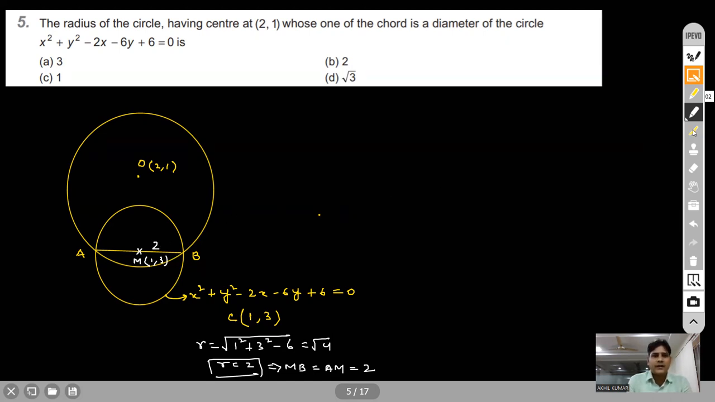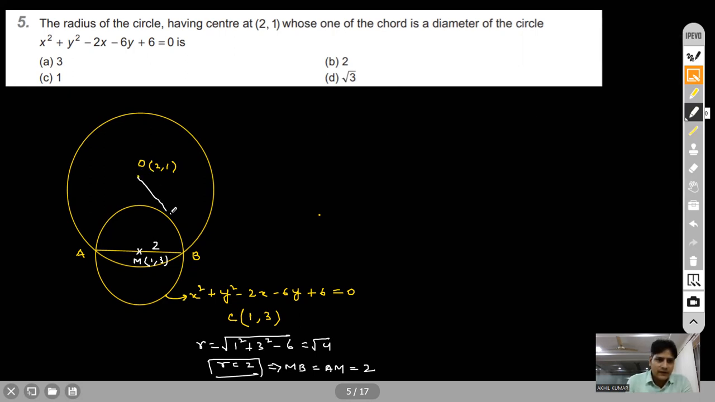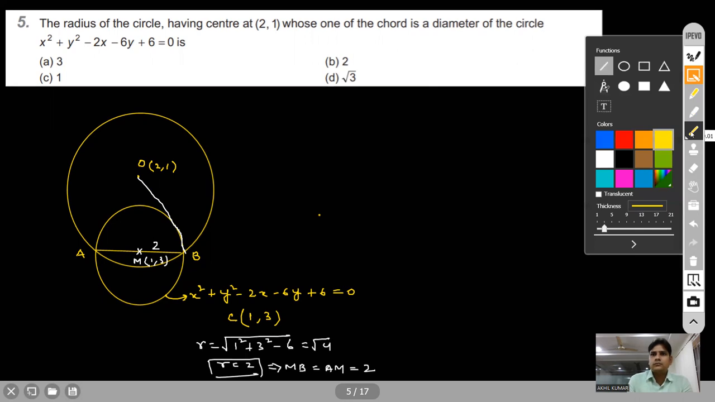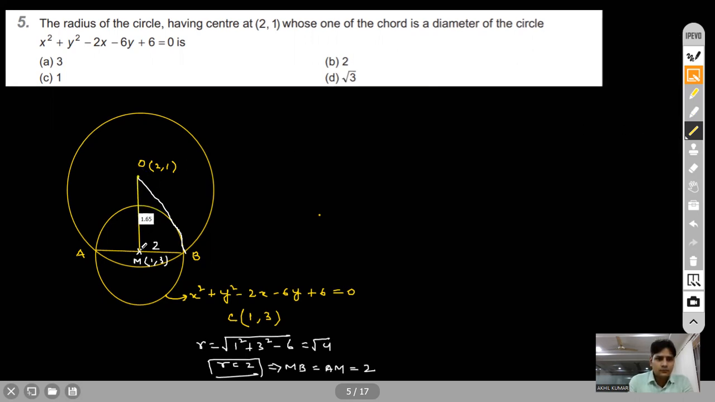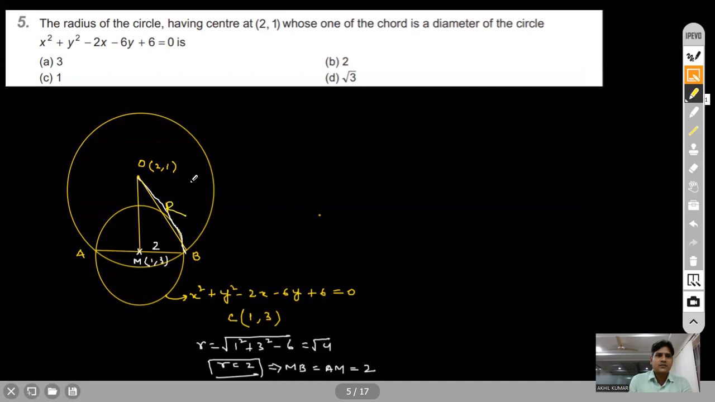And what we need to find? We need to find the radius. Okay, so let me draw that also. This we need to find. We need to find this OB. This OB will be the radius of the bigger circle, right? So we need to find OB. And we know this distance MB as 2. So we can apply the Pythagorean theorem here.